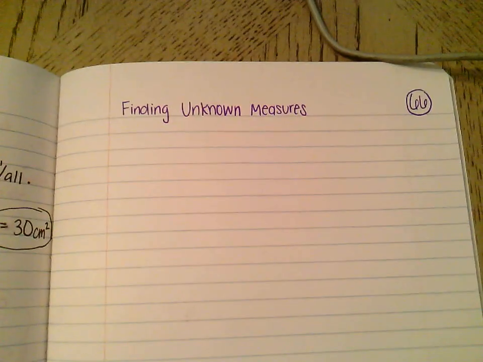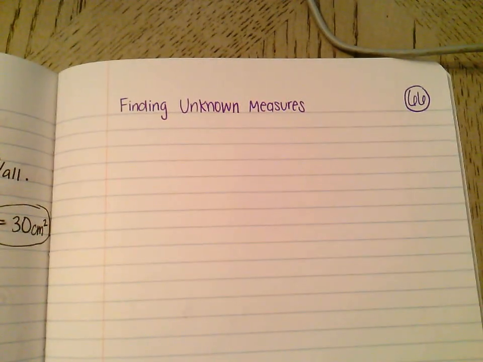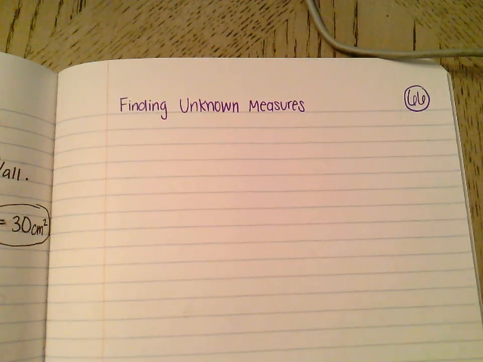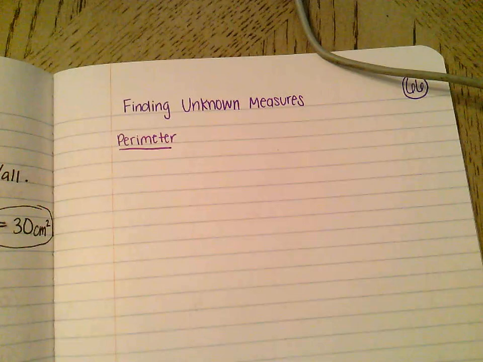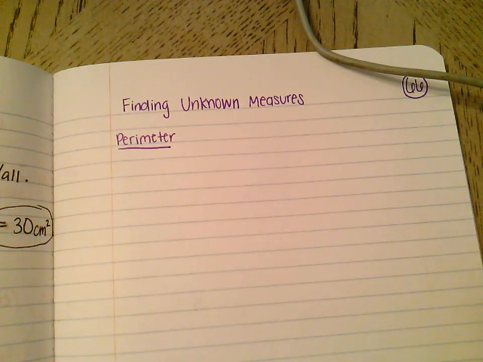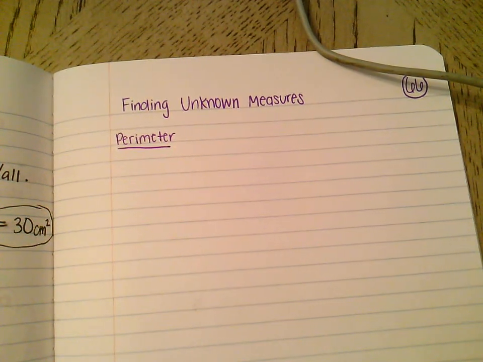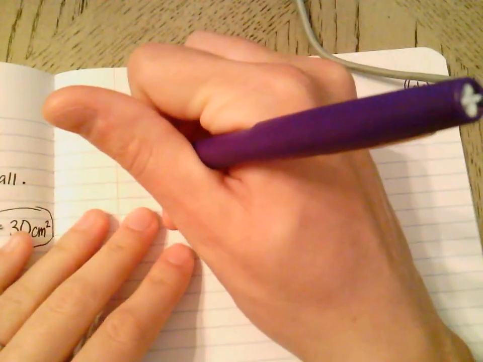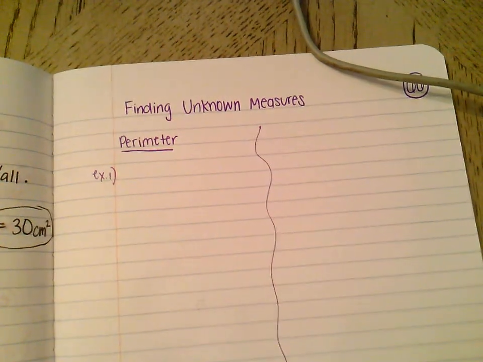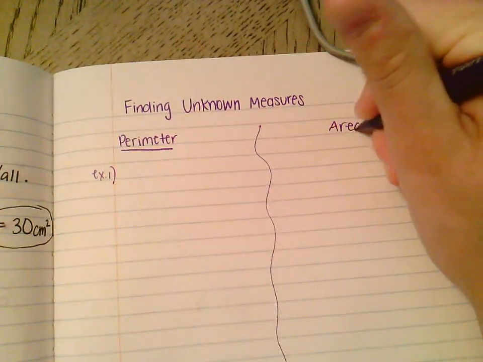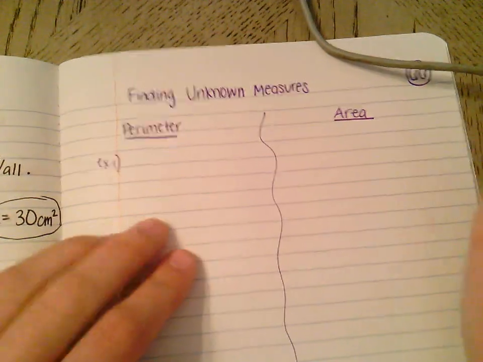Now, I'm going to just be doing a bunch of examples on this page. We're not going to have quite as much writing, but I'm going to more so explain the examples as we do them. So the first thing we're going to do is the perimeter unknown measures. I'm just going to write perimeter, because this is actually going to be a little trickier than finding the unknown measures for area. We'll do perimeter on this side and then area on this side. Okay. So example 1 for perimeter.